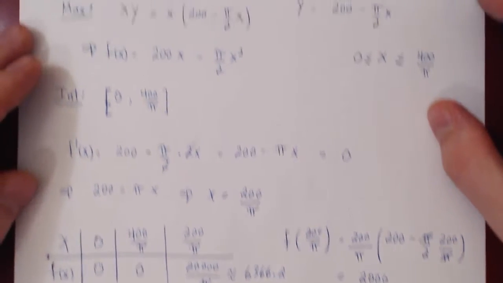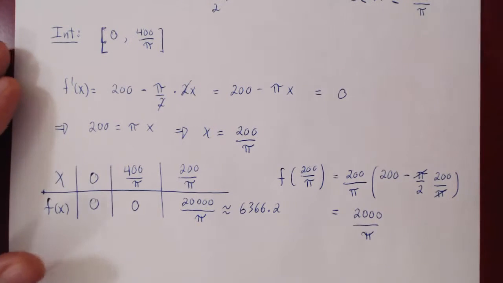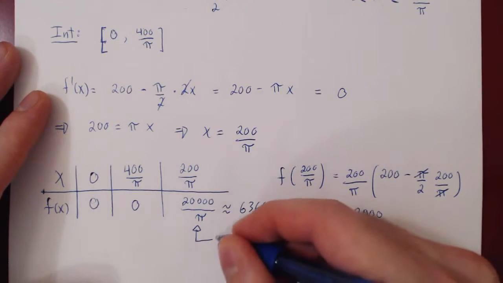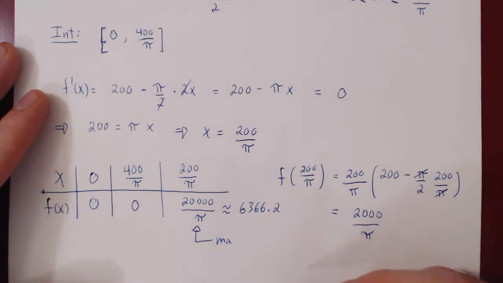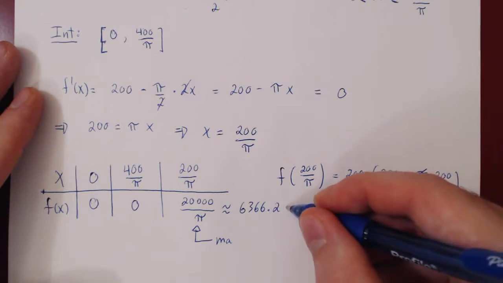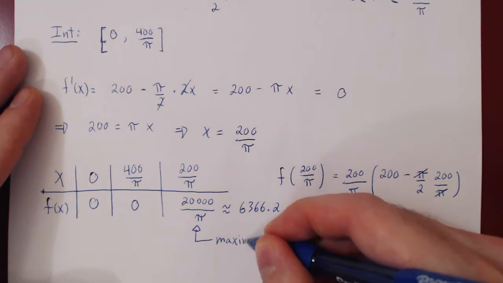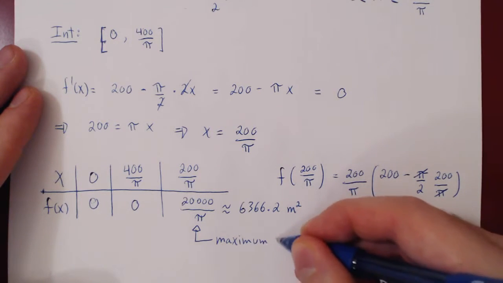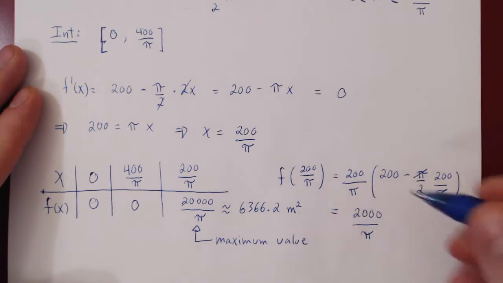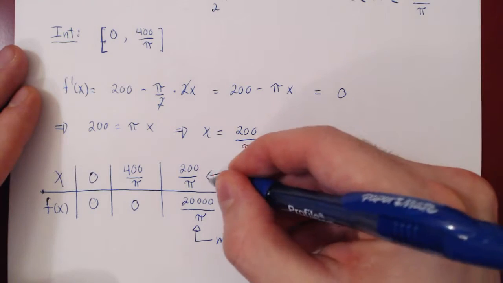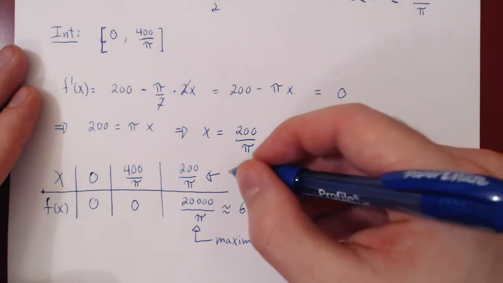But if you remember, the problem was, so let me just write this down. This is clearly the maximum possible area. And since we were measuring in meters, this would be in meters squared. This is clearly your maximum value. And therefore, 200 over pi is the absolute max, or global max.